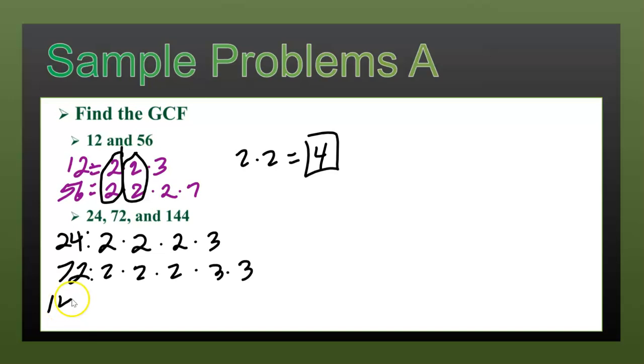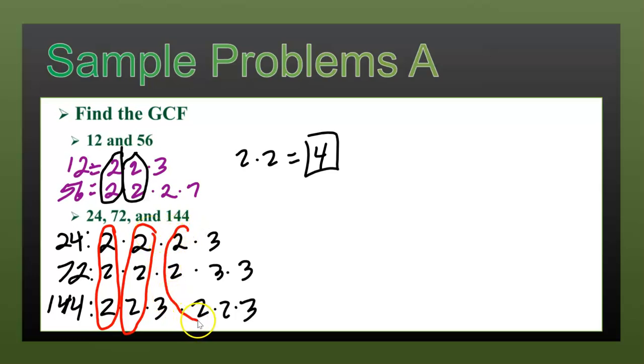And then we have the 144. Well, I know 144 is 12 times 12. And I know that 12 is 4 times 3. So I would have a 2 times 2 times 3. So 2 times 2, there's your 4, times 3 is a 12. And then I have a second group, 2 times 2 times 3. So there's my 12 times 12, which is 144. Now, if I look at all of them, I see that they each have this 2. They each have this 2.